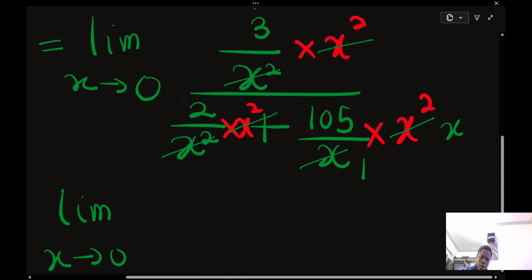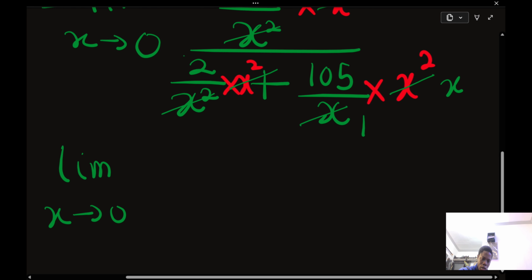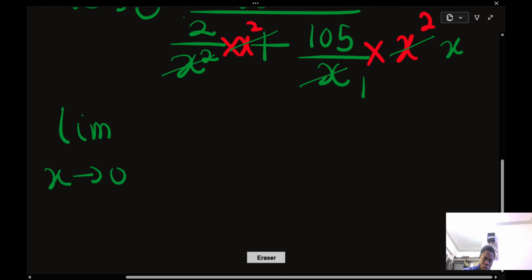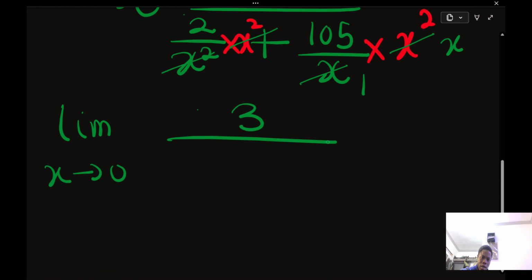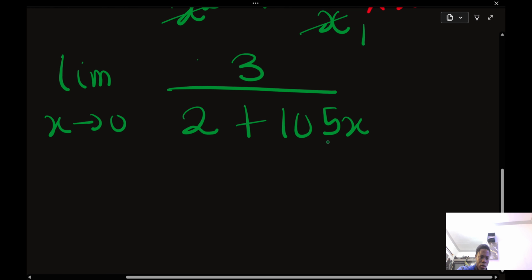So we are going to get the numerator to be 3. So here will be 3, divided by, we have here 2, because 2 over x squared multiplying x squared will give us 2. Then we are left with plus 105x. So we have now simplified it.